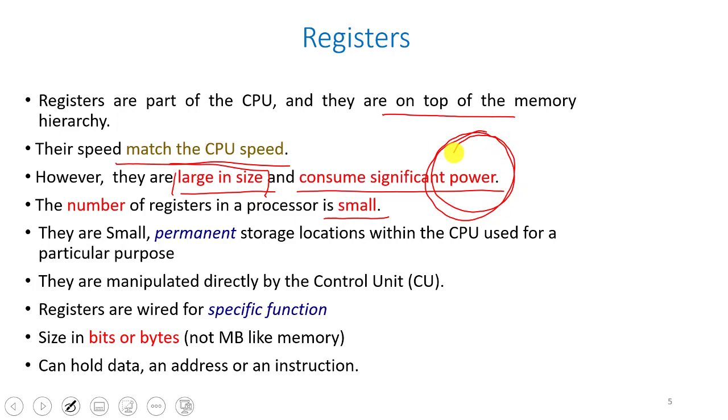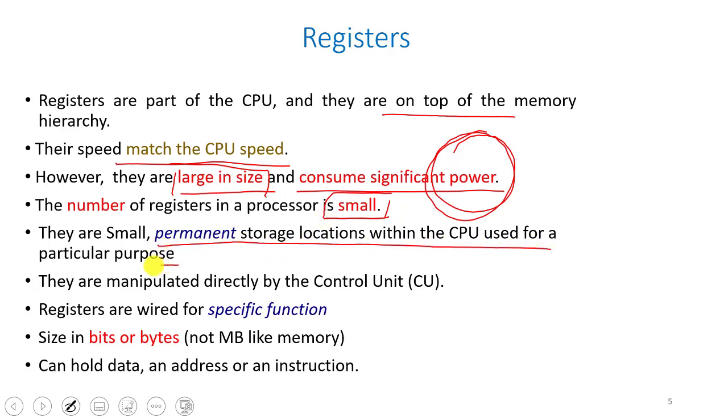What's the problem with power? Consuming power means heat. Heat is not a good thing for electronic devices, and so for that we cannot put a lot of registers. So they are small permanent storage locations within the CPU.